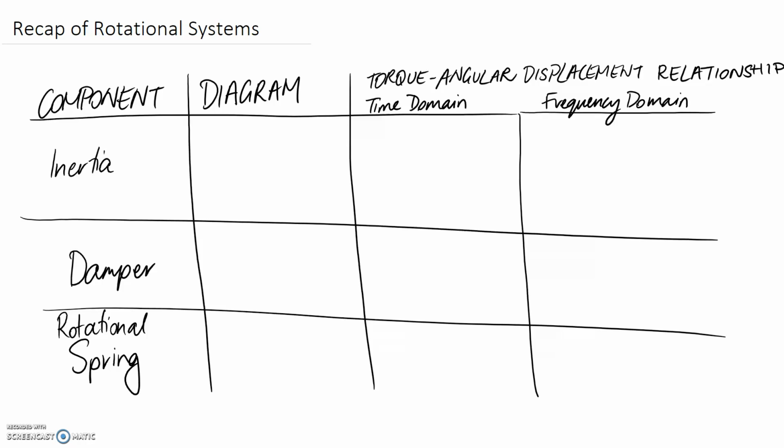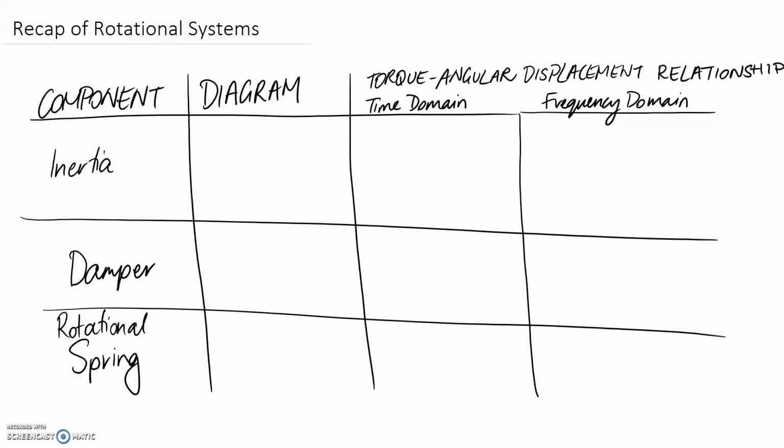So in this video, we're going to recap the components that make up rotational systems. We have three types of components that we're going to consider: the inertia, the damping, and also a rotational spring. So let's start off with the inertia.